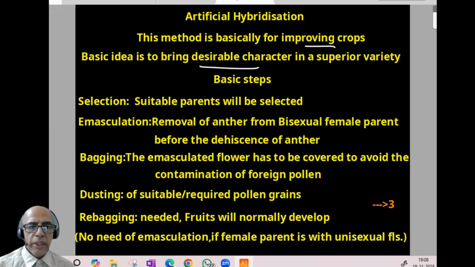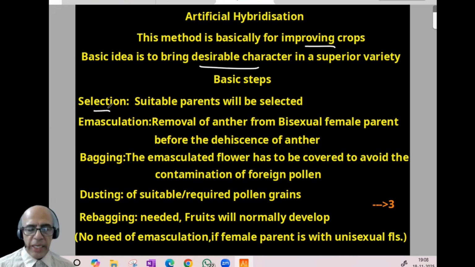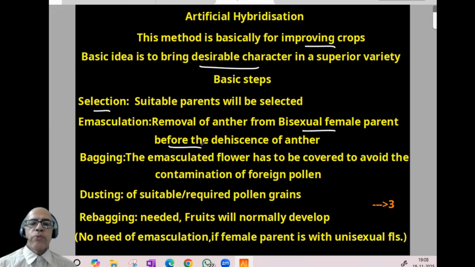What are the basic steps? A few steps are there. One is selection: selection of suitable parents. Second is emasculation. It's a theory question also, an entrance question also. What is emasculation? Removal of anthers from bisexual female parents before the dehiscence of anthers.